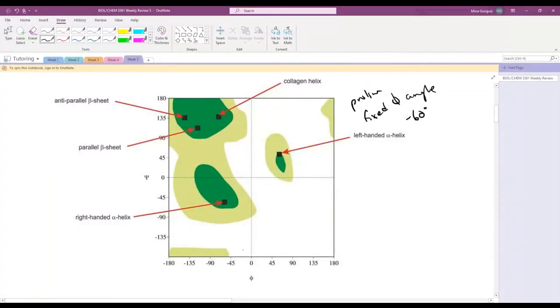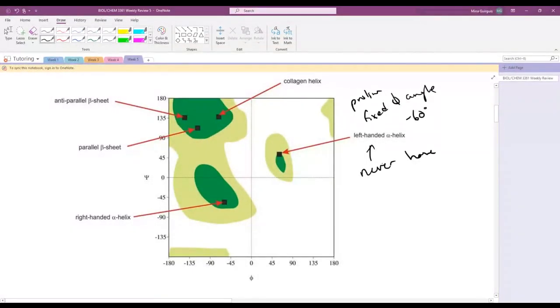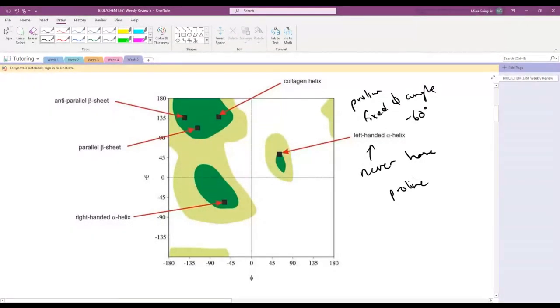So what does that tell me? It tells me that I should never see a proline as a left-handed alpha helix. This will never have proline. Why? Because its phi angle is +60. Okay, so the rigidity of the bonds of some of our amino acids can give us a big indication as to where they could be.